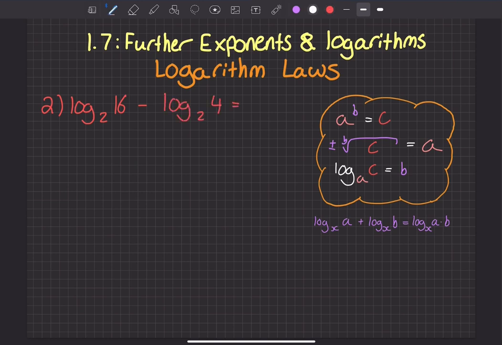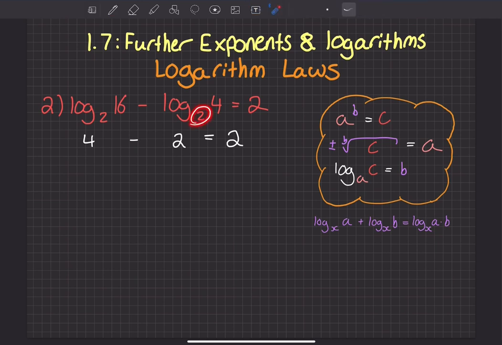And like building upon the last law, you can probably guess what's going to happen here, but let's just go through it. So log base 2 of 16 would be 4, right? 2 to the power of 4 is 16. Minus log base 2 of 4 is 2, because 2 to the power of 2 is 4. And this here gives us 2. So this here is 2.